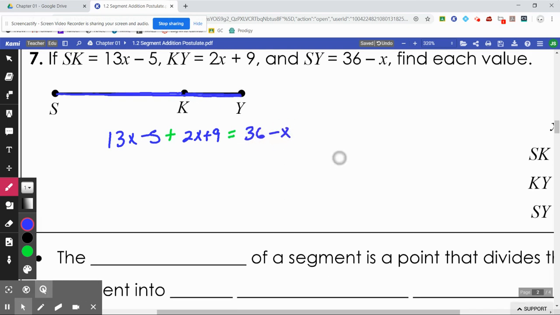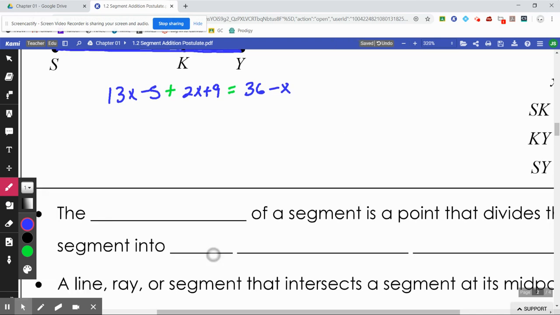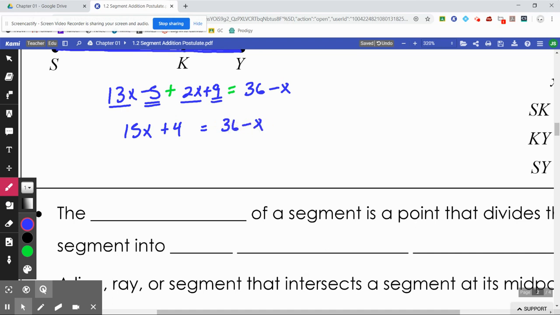So there's your equation. On the left side, combine your like terms. That's 15x's. A negative 5 and a positive 9 is a positive 4. Bring down your equal sign. On the right side, you have 36 minus x. Let's move our x by doing plus x. Since x's are on the left, let's move our 4 by doing minus 4.